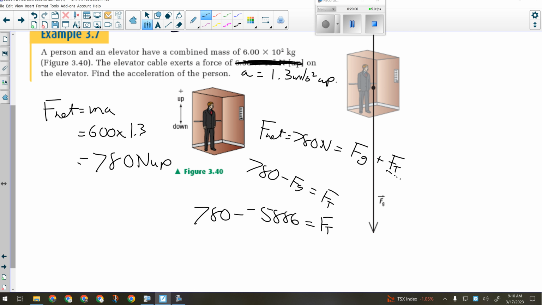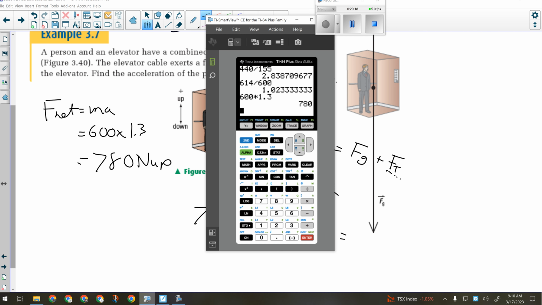I need that net force. Basically, I'm just adding that net force onto the force I already had. That'll give me the other force. So that's going to be 6666. Oh wow, really? Yep.